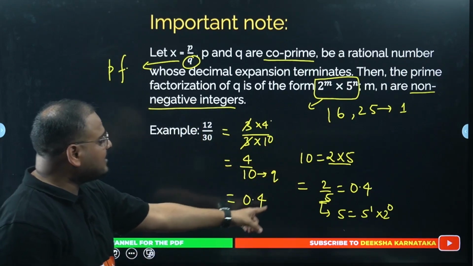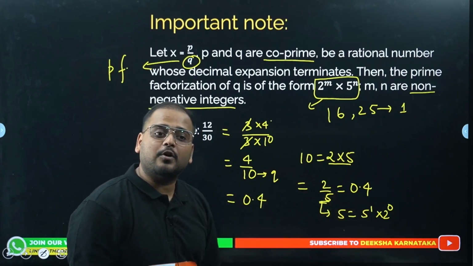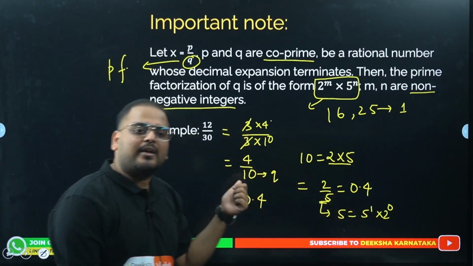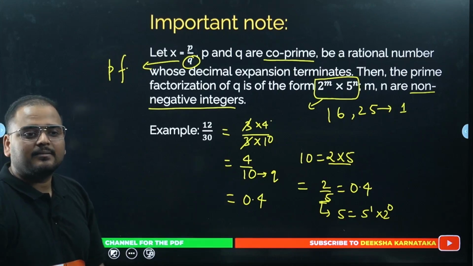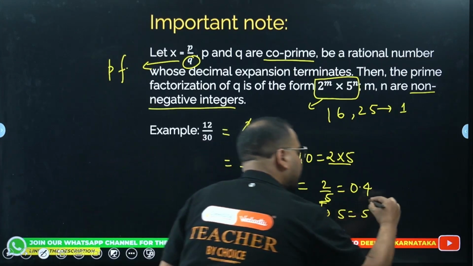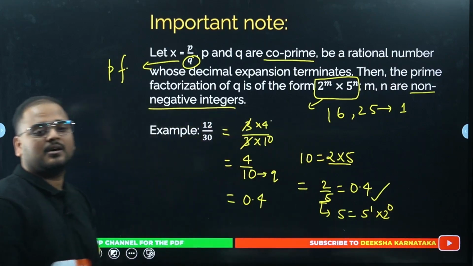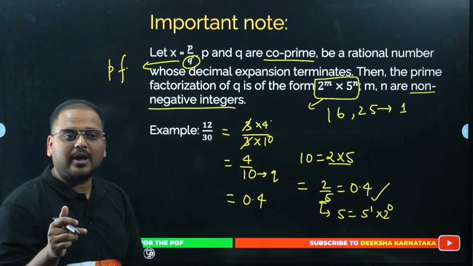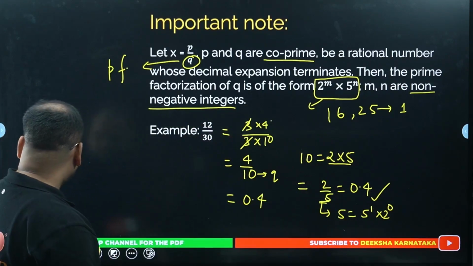So I can simplify this as 2 by 5 and still write 0.4. The concept validates, or write it as 4 by 10 and still get my answer as 0.4. This is the exact definition-based approach. I hope you get it, right? Let's continue.